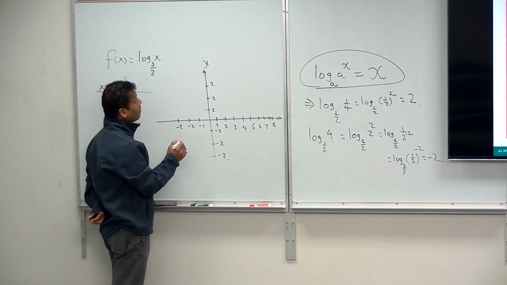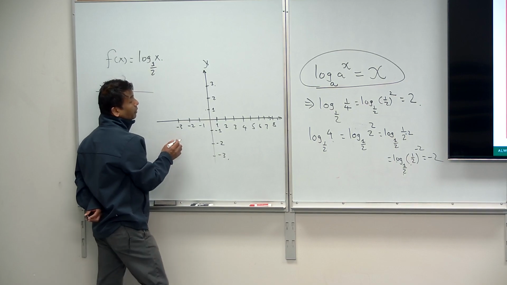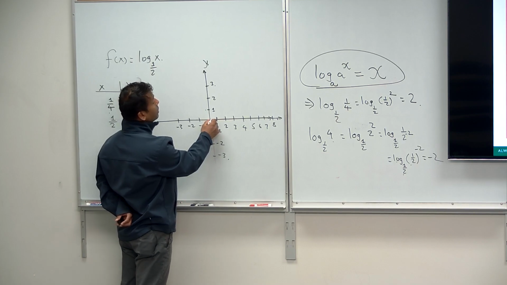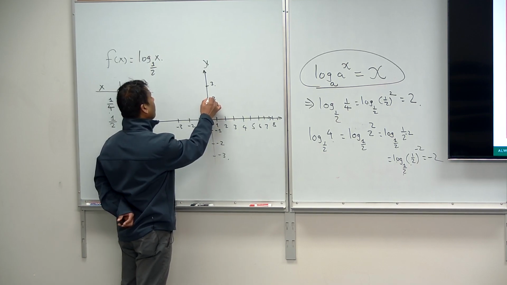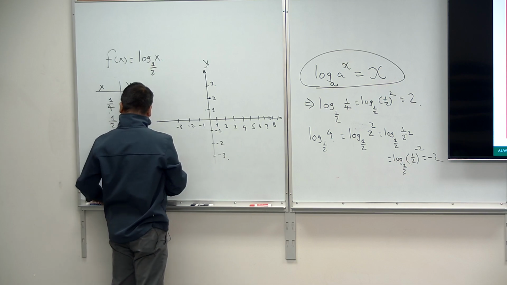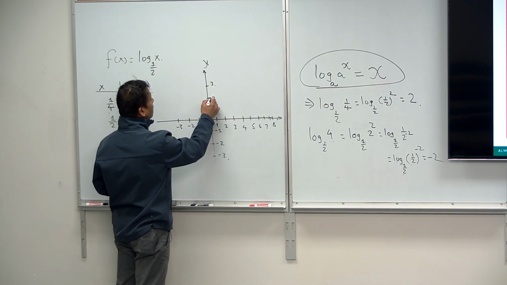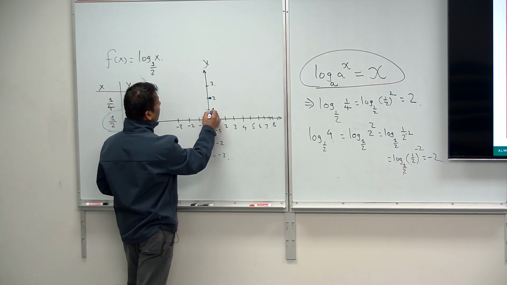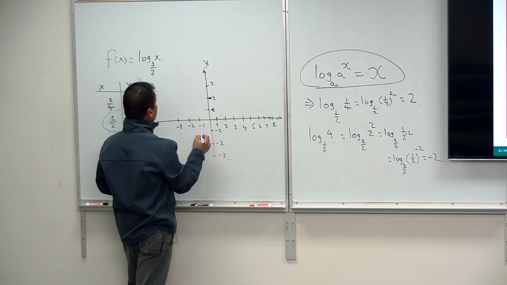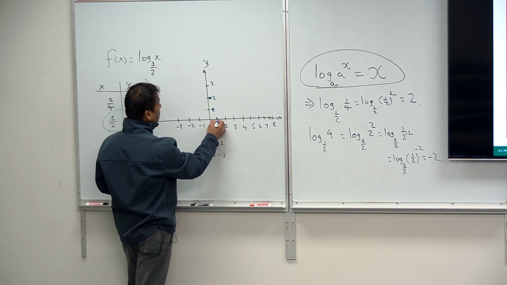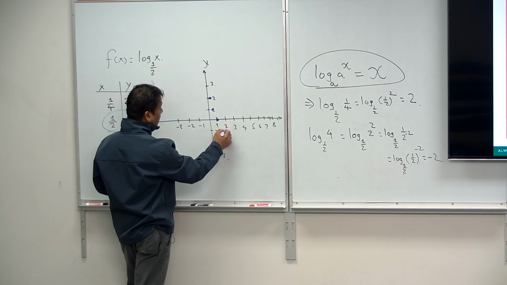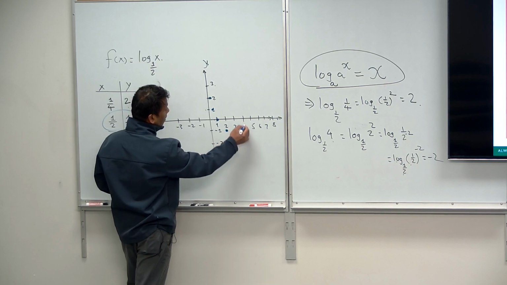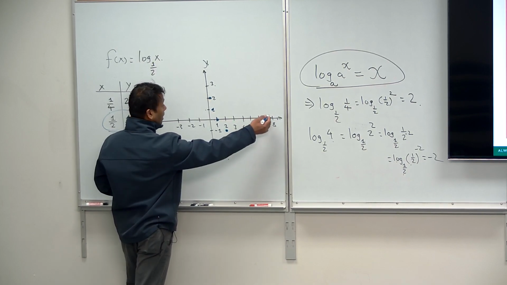So 1/4, 2, right? So 1/4 is pretty close to 0, right? So 1/4, 2. So somewhere here, right? So this is 1/4, 2. And then you have 1/2, 1. So 1/2, 1 is somewhere here. And then you have 1, 0, this. Then you have 2, -1, this. Then you have 4, -2, this. Then you have 8, -3 somewhere here.